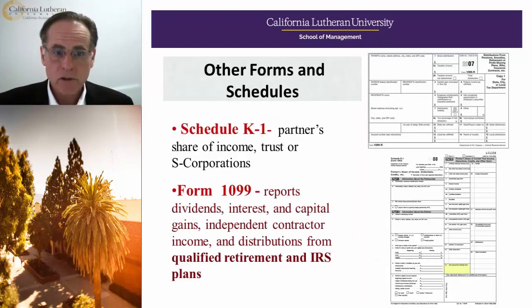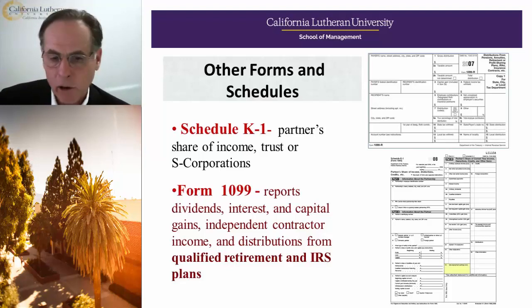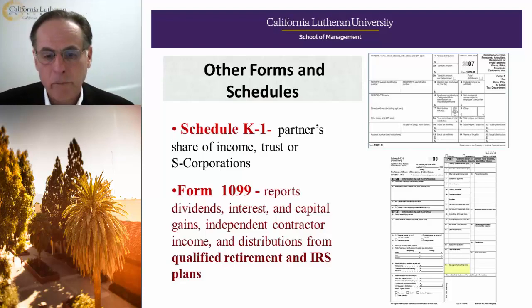Other forms and schedules: Schedule K-1, partnership share of income, trust or S corporations. Form 1099 reports dividends, interest, and capital gains, independent contractor income, and distributions from qualified retirement and IRA plans. That last one, distributions from qualified retirement plans, you certainly know that most of them are going to have tax implications. I should say IRA plans, not IRS plans. They're qualified retirement and IRA plans.